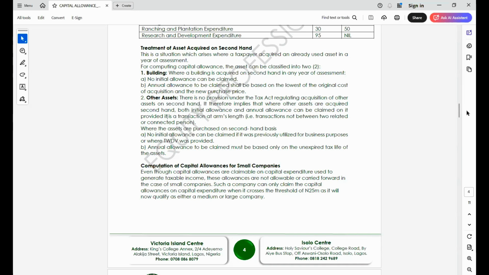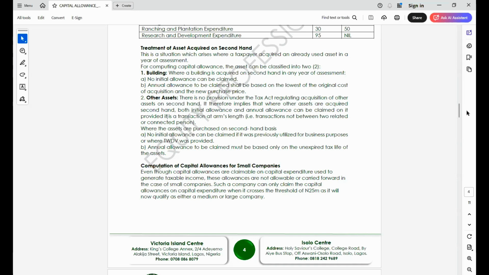You are not going to claim any capital allowance as a small company. Because you are not going to pay tax, there is no place for you to relieve that amount, so you don't expect that government should give you the money. So capital allowance is not going to be available for claim. And government doesn't expect you to be a small company throughout your entire life. They expect you to move from small company to either medium or large, to move beyond that 25 million.